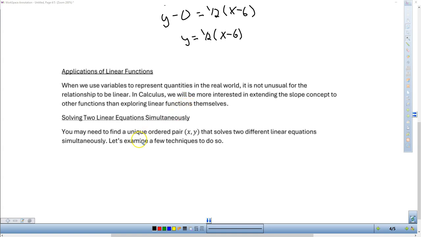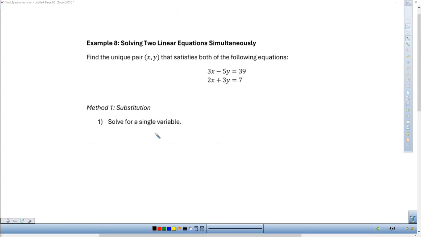So let's say we need to find a unique ordered pair xy that solves two different linear equations simultaneously. Let's go ahead and take a look at a few of those techniques. So here I have a unique pair that I want to find. I have two equations: 3x minus 5y equals 39 and 2x plus 3y equals 7. So I'm trying to find the point of intersection. There are, of course, three common methods that we can use very easily.